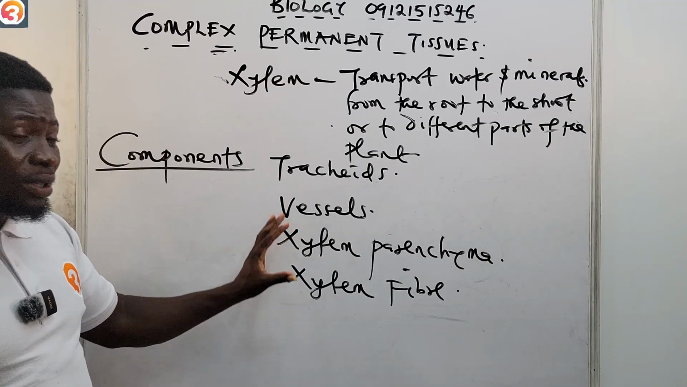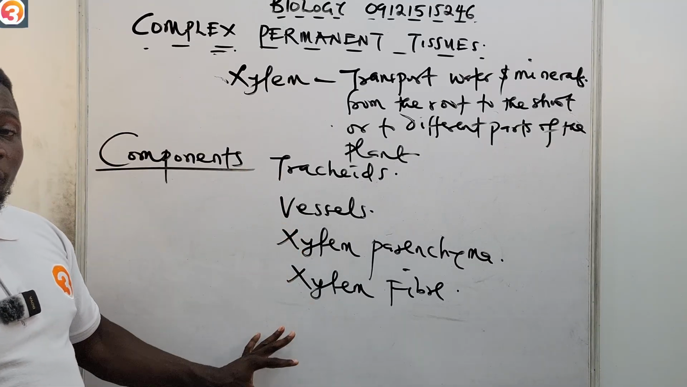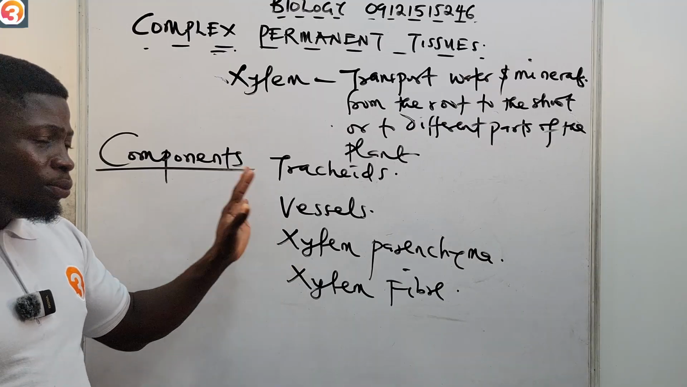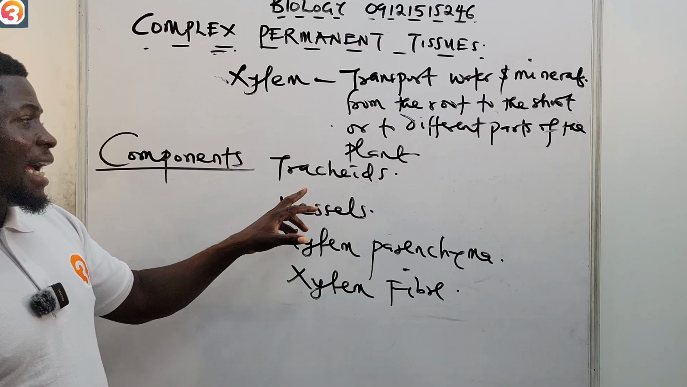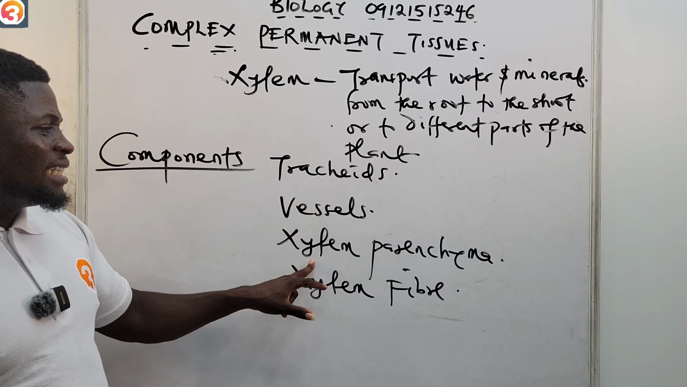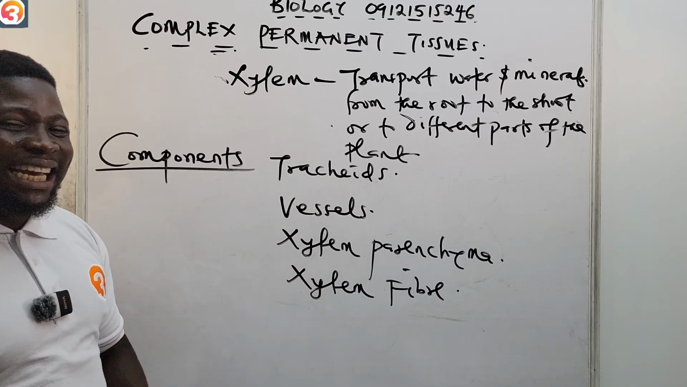So you must know these components. Also for the phloem, we are going to get to phloem. You must know the components also. So these are the 4 components of the xylem: the tracheids, the vessels, the xylem parenchyma, and the xylem fiber.